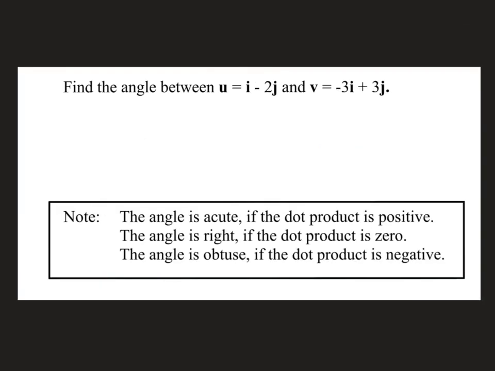Here's the example I'd like you to try. Please note that there's also a nice note at the bottom: if your angle is acute, look for a positive dot product on top. If the angle is right, look for a 0 dot product. And if the angle is obtuse, then the dot product will be negative. Remember that the dot product is helping you lead towards using the inverse cosine. All right, go ahead and pause it here.